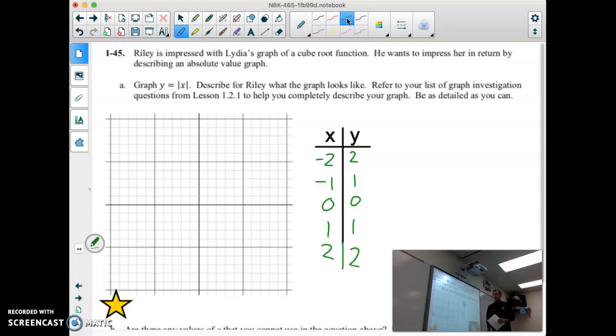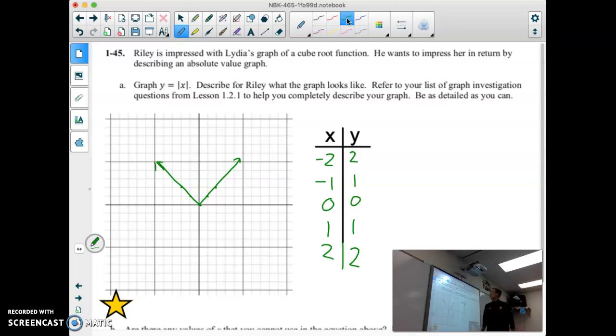And now we've got to plot these points. So now we're back to normal scale on our graphs. We have (-2, 2), (-1, 1), (0, 0), (1, 1), and then (2, 2). So if we graph this, we get that graph that looks kind of like a V. Everybody's seen Mighty Ducks? It's like the flying V for an absolute value function there.